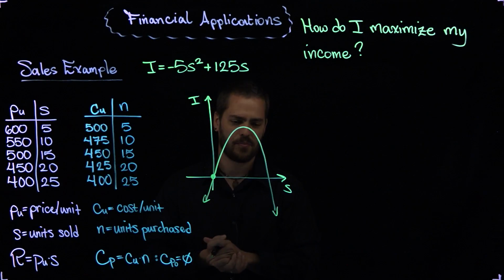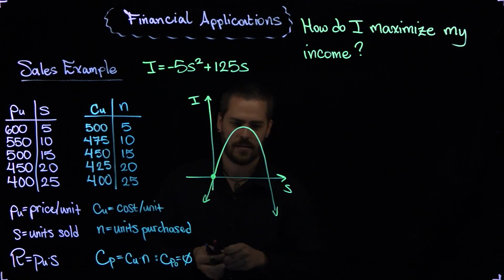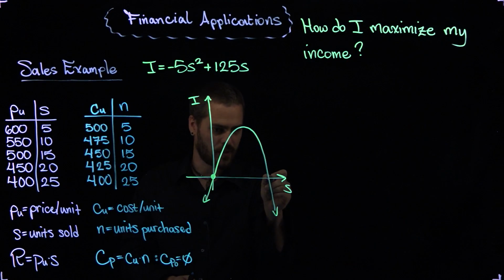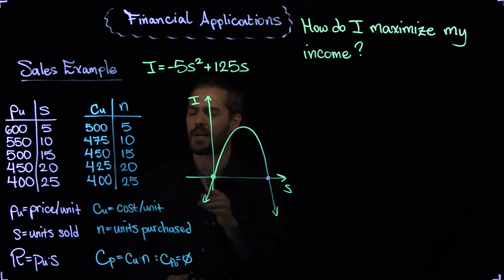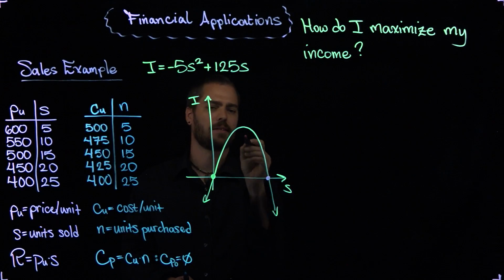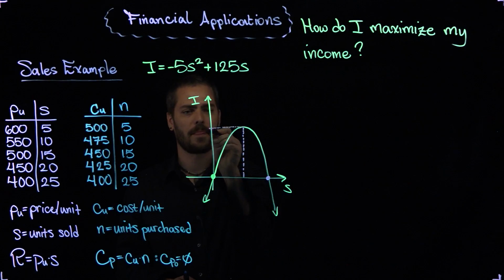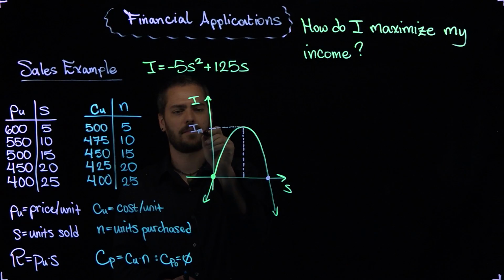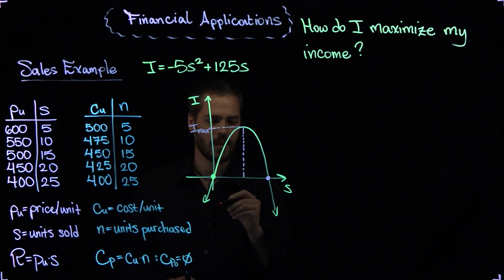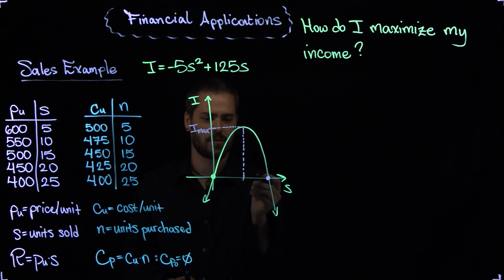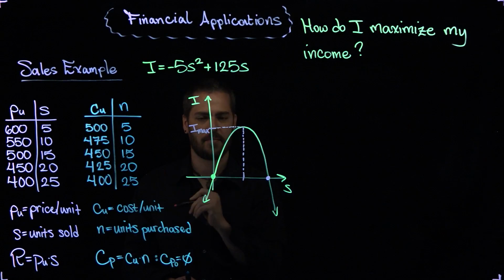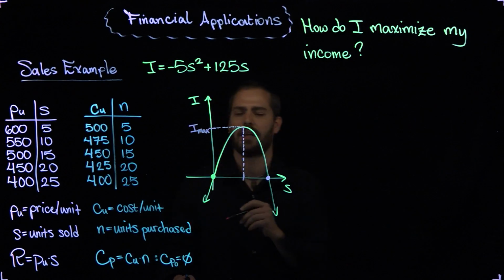Some of this graph is meaningless. What I really want to know is, I definitely don't want a negative income, which is interesting. According to this, if you sell too many things, you're going to have a negative income. How come? Because of the cost structure. So be careful there. But what I'm interested in is this point right there. This is my max income on the graph, and this is the number of units sold that corresponds to that max. And how do I find that?